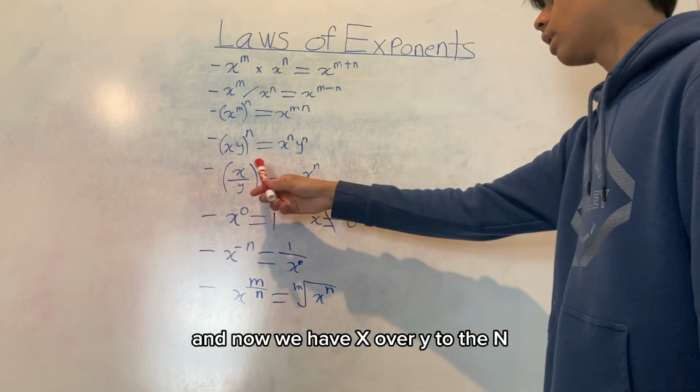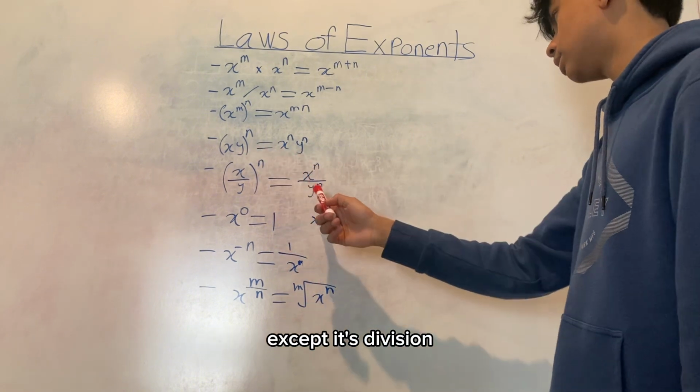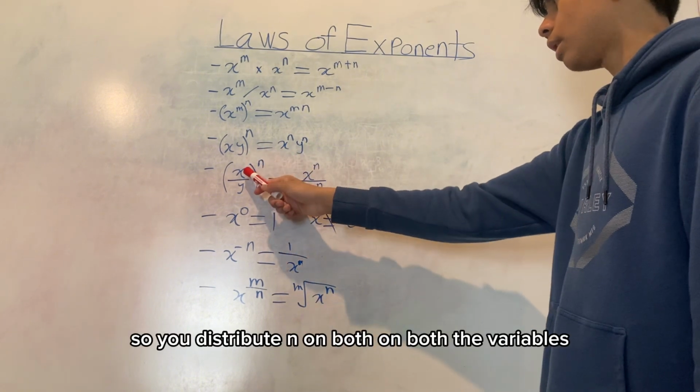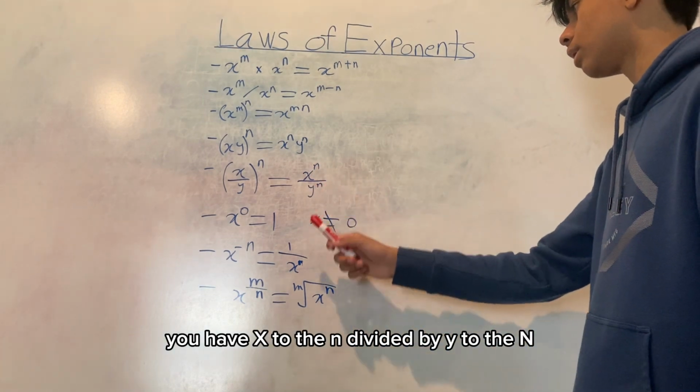And now we have x over y to the n, and that's going to be the same as this, except it's division. So you distribute n on both the variables. You have x to the n divided by y to the n.